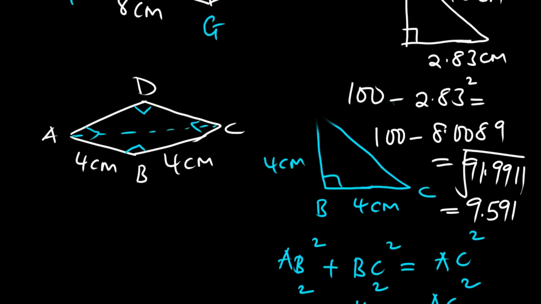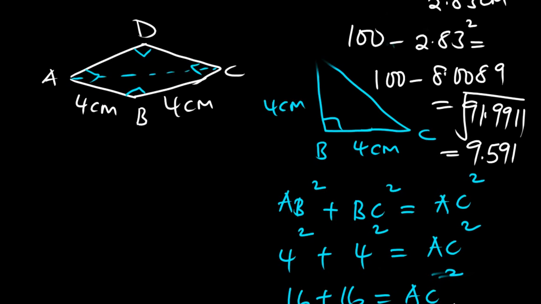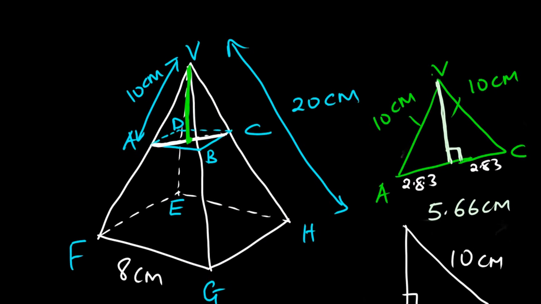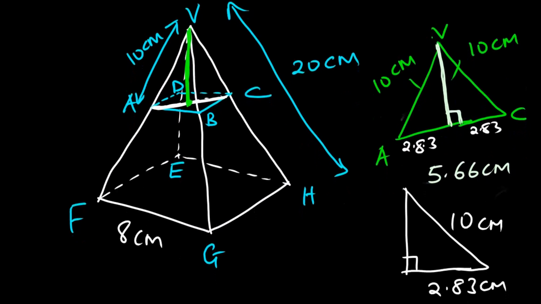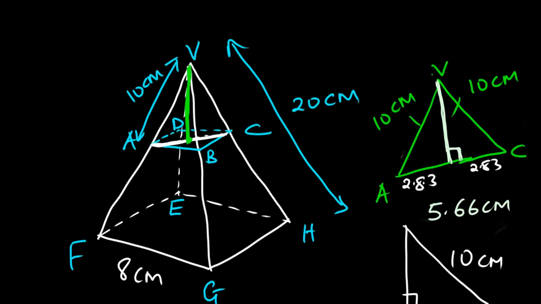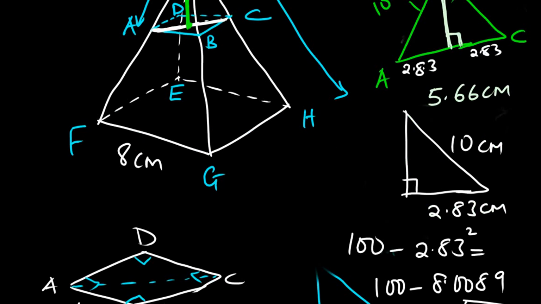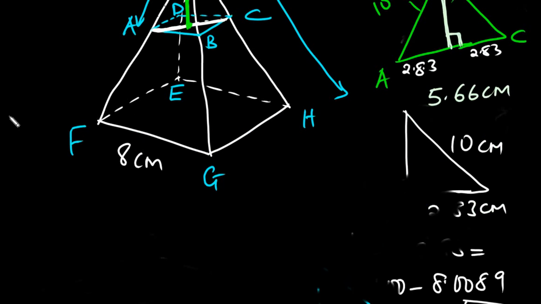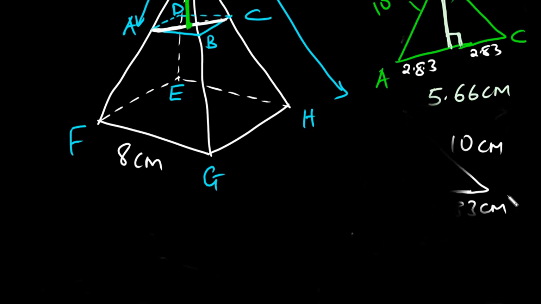9.591 centimeters. But then we are required to give our answer correct to 2 decimal places. So if we round this off, it's going to be 9.59 centimeters. So that is the value of the perpendicular height of that small pyramid, that is VABCD. Okay, so let's move on to the final part of this question.